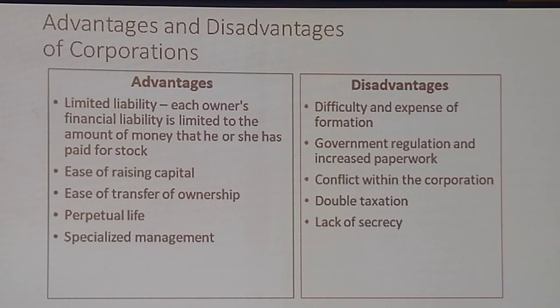Disadvantages are that it's difficult and expensive to form. Government regulations and increased paperwork. Conflict within the corporation. There's a lot of that sometimes. Double taxation. Now here's what happens. The corporation itself is taxed, but also the profits are taxed, and then also the people's income is taxed. So, yeah, double taxation. And then lack of secrecy, because everything's public.